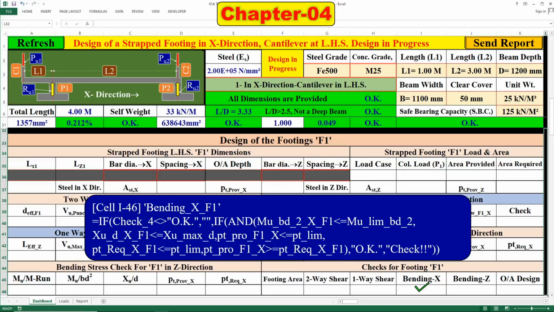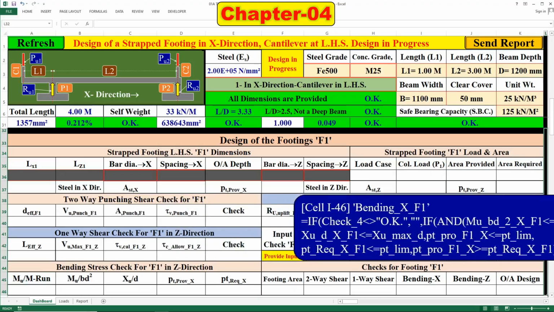PT_pro_F1_X less than or equal to PT_lim. PT_REQ_X_F1 less than or equal to PT_lim. PT_pro_F1_X greater than or equal to PT_REQ_X_F1. If Excel finds all of these conditions to be true, it will say OK, otherwise, it will say check.